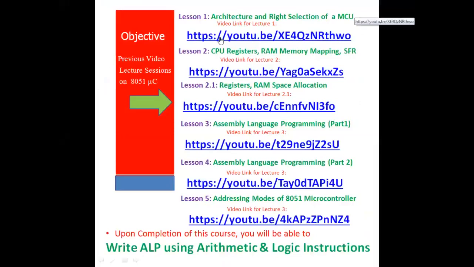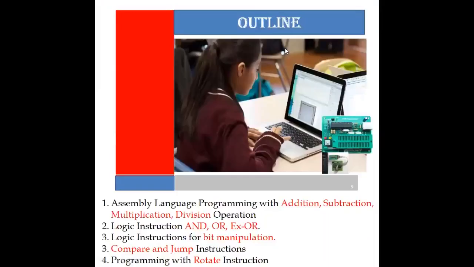Upon completion of the course, you will be able to write assembly level language programs using arithmetic and logic instructions. This is the outline of my discussion. First, assembly level programming with the different arithmetic instructions like addition, subtraction, multiplication, and division will be discussed, followed by logic instructions like AND, OR, exclusive OR. Then logical instructions for bit manipulation, and the compare and jump instructions will be discussed. Finally, programming with the rotate instruction will be demonstrated.